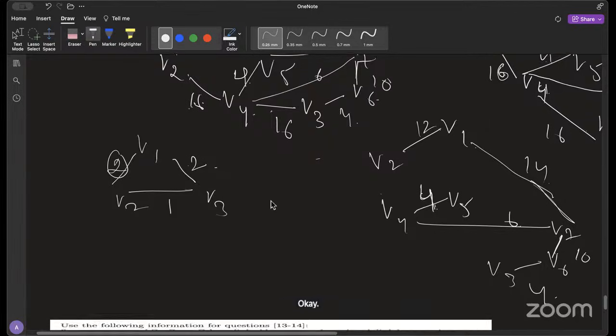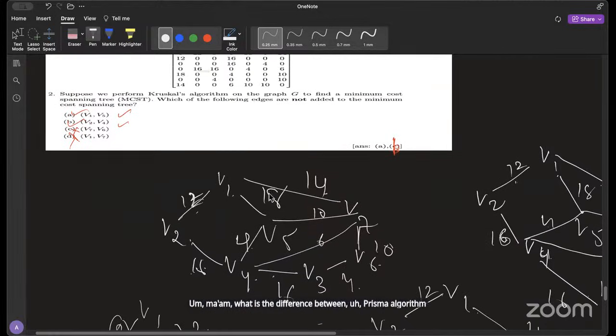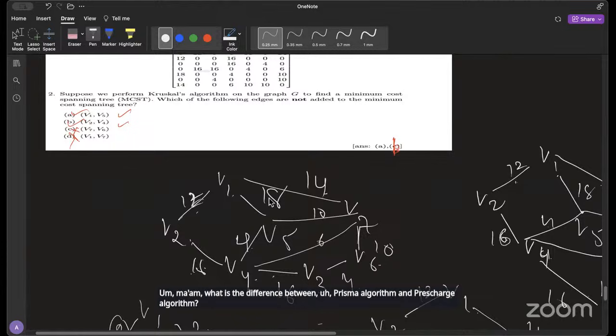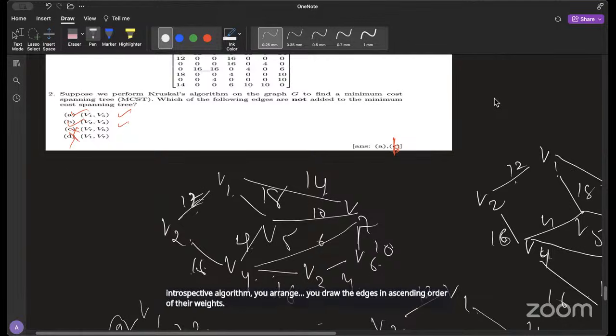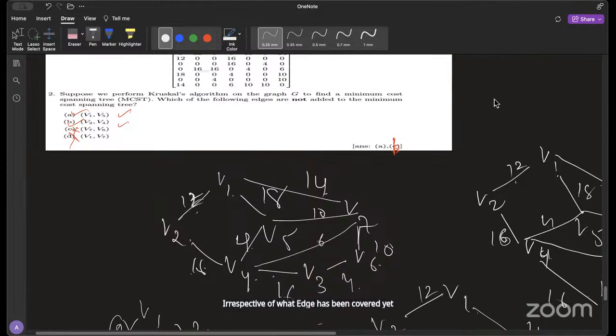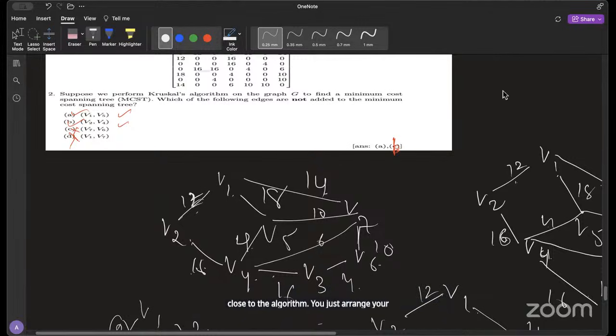Ma'am, what is the difference between Prim's algorithm and Kruskal's algorithm? I just explained the entire algorithm here. They're different from each other. In Kruskal's algorithm, you draw the edges in ascending order of their weights, irrespective of whether an edge has been covered yet or not. That doesn't matter in Kruskal's algorithm. You just arrange your edges, draw them in ascending order of their weights, and only have to make sure that a cycle is not formed.